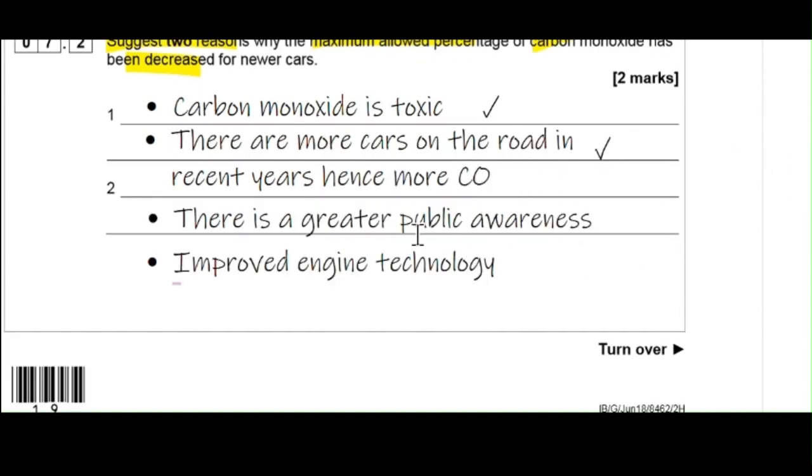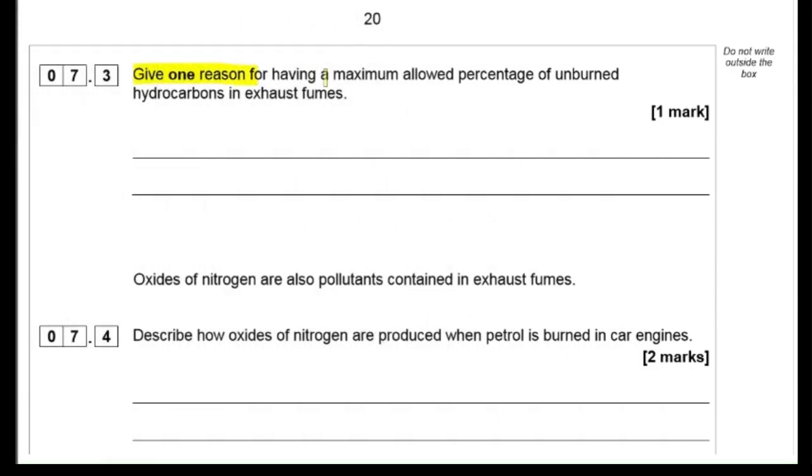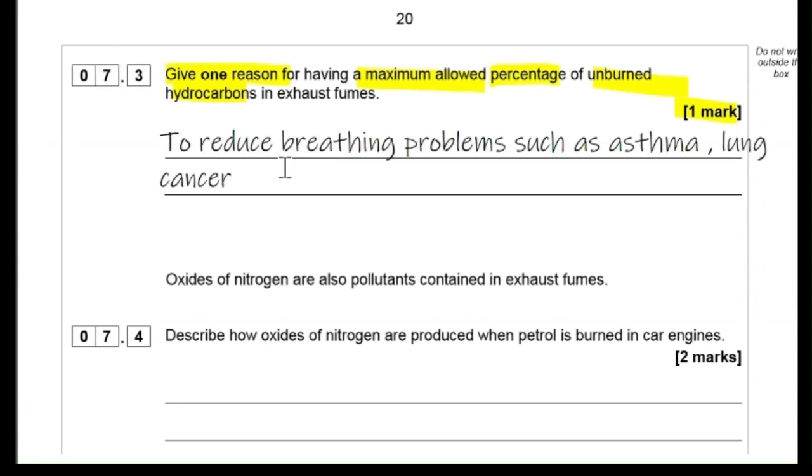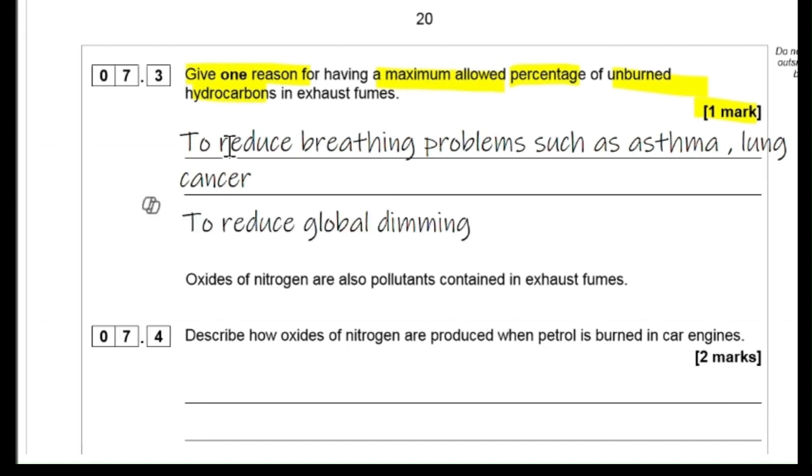Question 7.3. Give 1 reason for having a maximum allowed percentage of unburnt hydrocarbons in exhaust fumes, and this is for 1 mark. Well, the obvious answer is that you need to reduce breathing problems like asthma and lung cancer because the unburnt hydrocarbons add to that problem. You could also say to reduce global dimming as well.